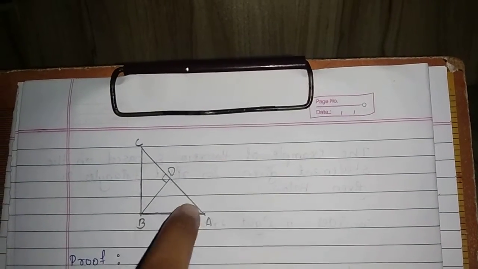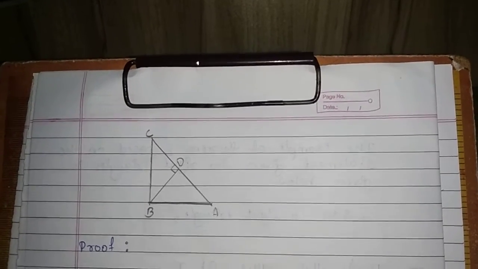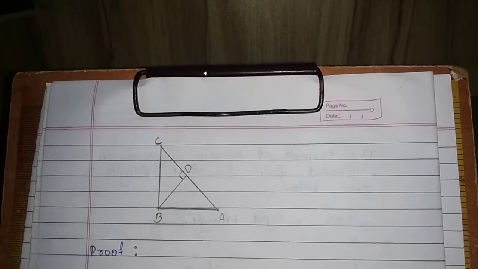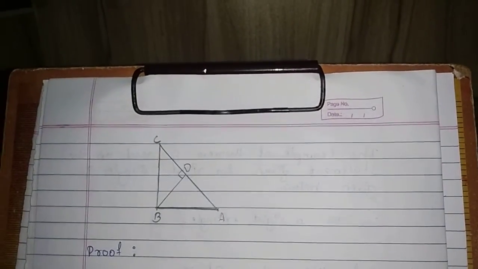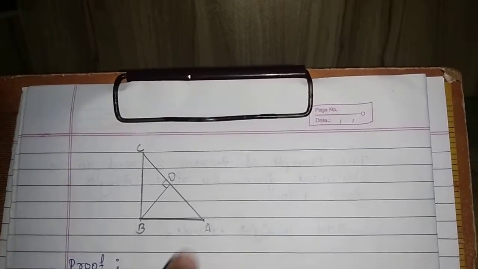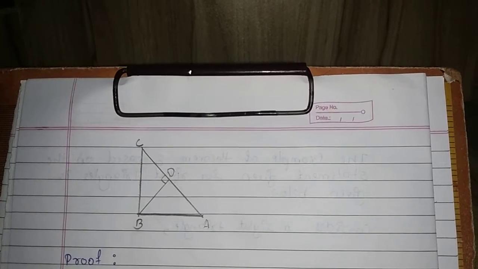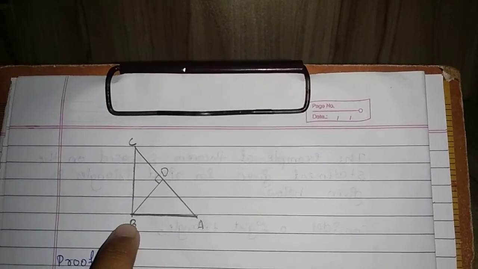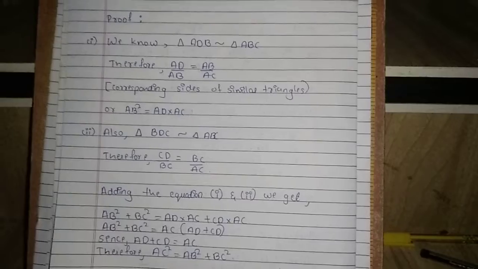Now here we can find three triangles. Your first triangle is A, B and D. The second triangle is A, B and C. The third triangle is B, D and C. This is your third triangle. So we have to prove here.